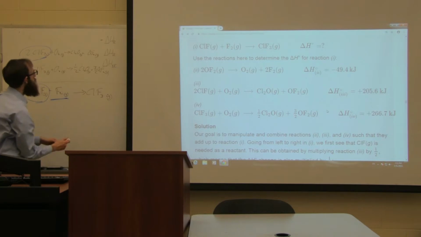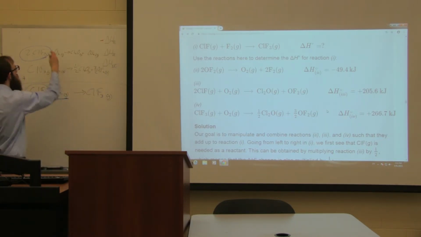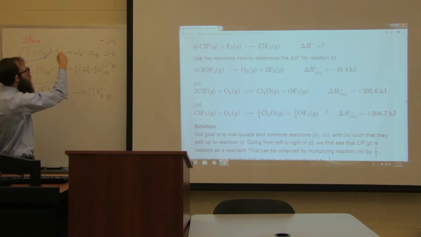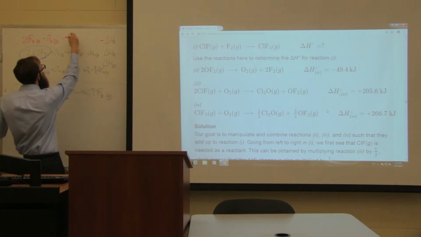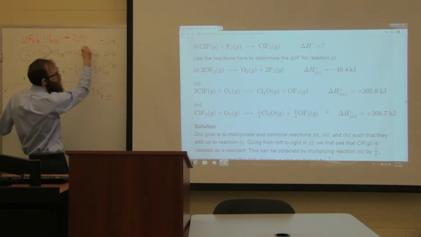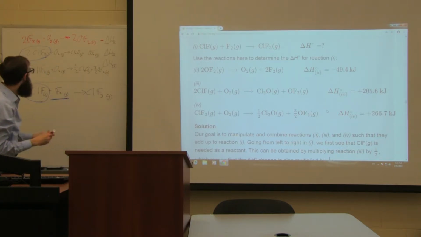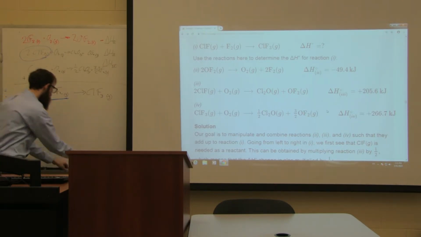And I'll do this in red to show that we've made a change. What was that change? Well, we changed the order. That's 2F2 plus O2, and these are both gases, giving us 2OF2, also a gas. Okay, well that's great. That puts our F2 in the right spot.